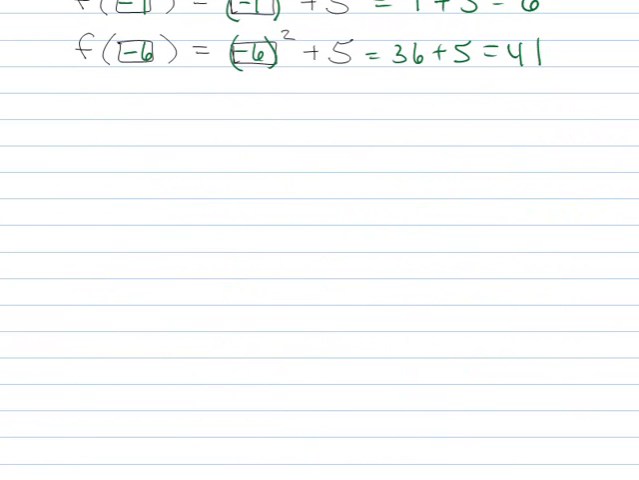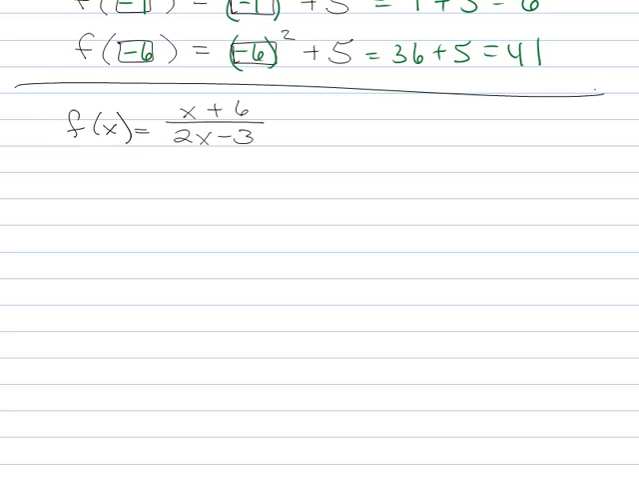We can do this with rational functions as well. And again, a rational just means a fraction. So if I had something like this, x plus 6 over 2x minus 3. That's pretty good. So if this was my new function, if I wanted to find, say, f of 1, then that means that everywhere I see an x, I put a 1.